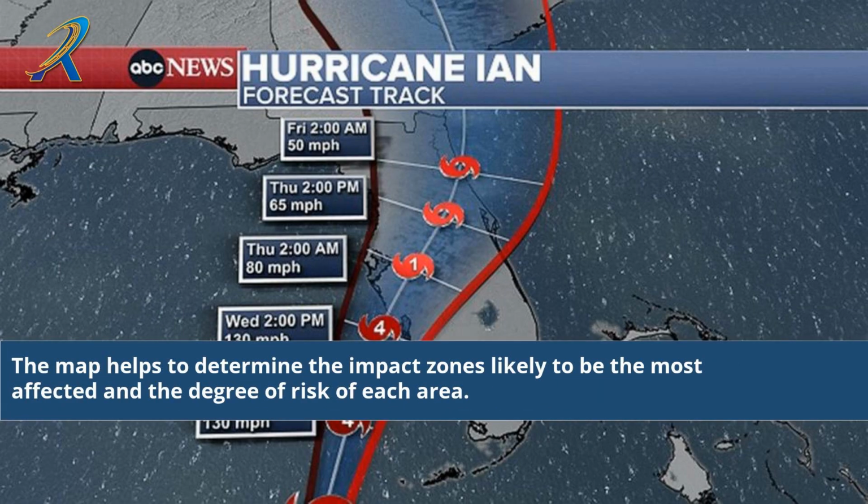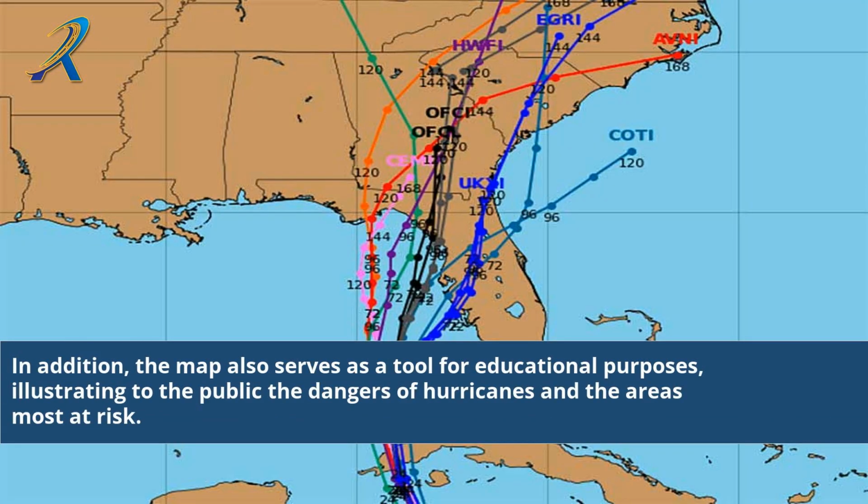The map helps to determine the impact zones likely to be the most affected and the degree of risk of each area. In addition, the map also serves as a tool for educational purposes, illustrating to the public the dangers of hurricanes and the areas most at risk.